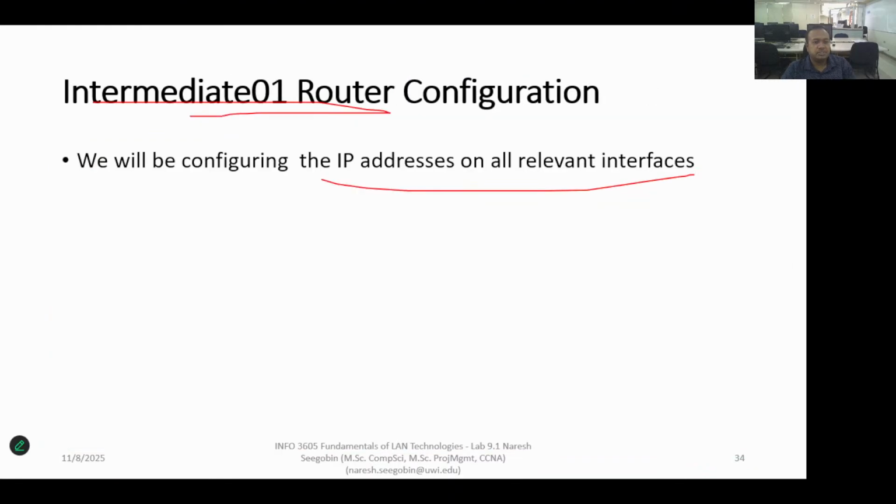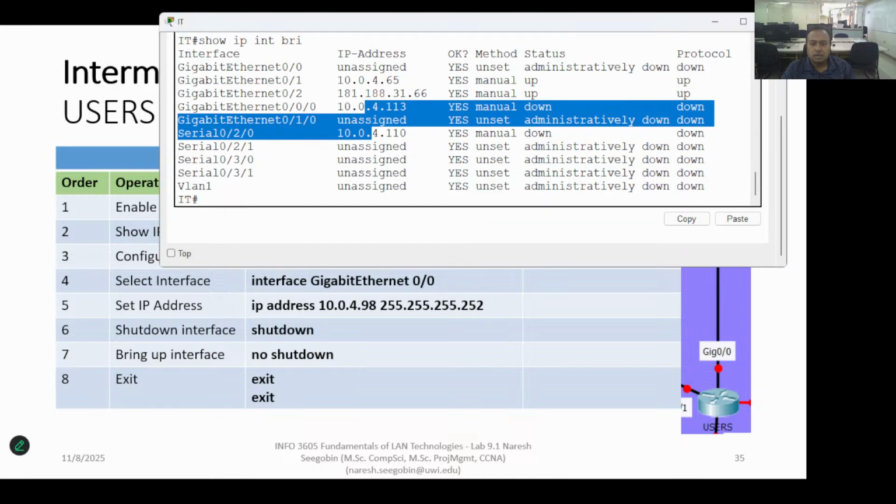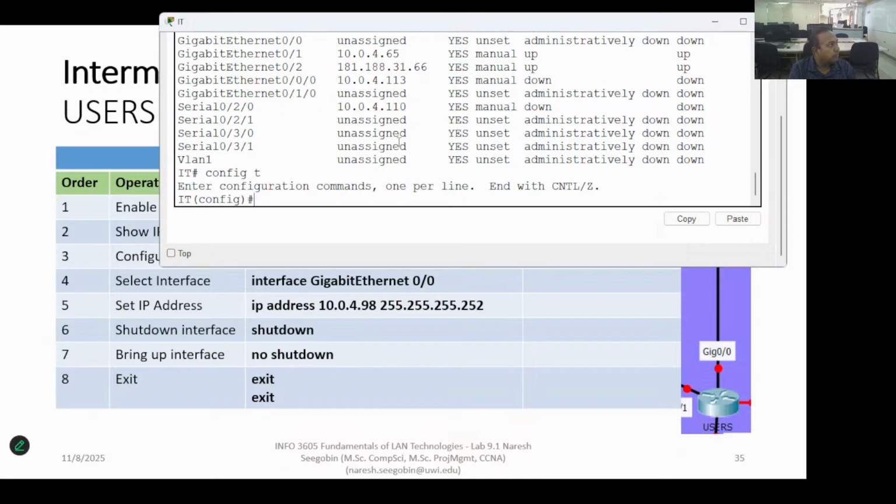Right, so Intermediate 01 router, on all interfaces. So Intermediate 01, okay, gig 0/0. It's 3 interfaces, so 3 sets of commands. We're going.